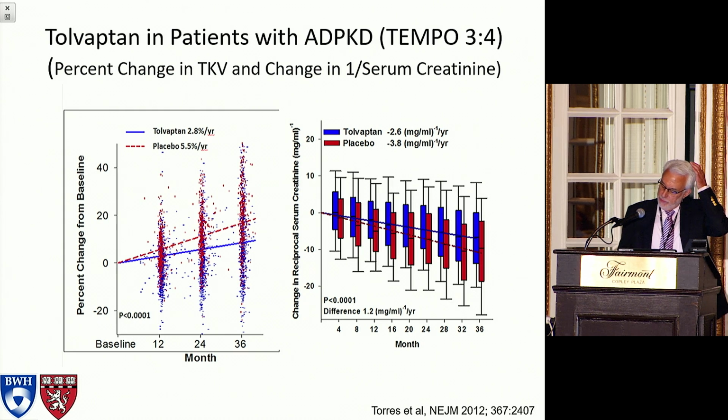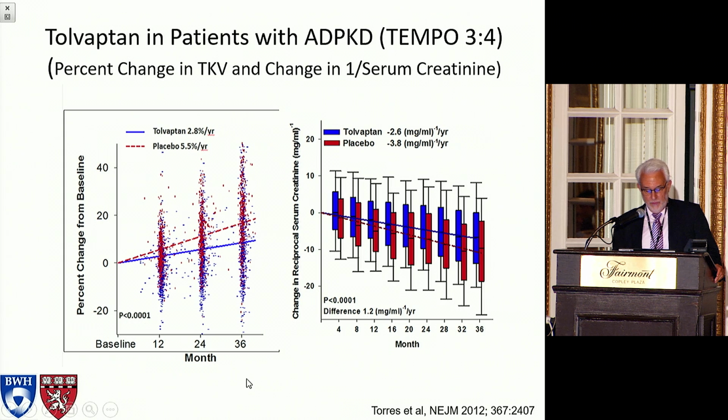Well, the tolvaptan study was published, the initial study 7 years ago, which is hard to believe. It's TEMPO 3:4. And tolvaptan slowed the rate of kidney volume increase by half. So in the tolvaptan treated individuals, the kidneys increased at 2.8% per year, whereas in the placebo group, kidney volume increased at 5.5% per year. And this corresponds to the Mayo class advanced C and D. If you look at inverse serum creatinine, again, tolvaptan in blue slowed the rate of deterioration as compared to placebo.